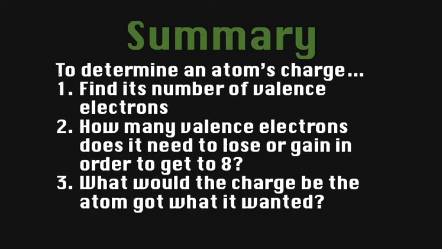So just to summarize, to determine an atom's charge, you need to find its number of valence electrons. Then you need to ask yourself this question: how many valence electrons does it need to lose or gain in order to get 8? All right, you determine that number, and then you ask yourself another question: what would be the charge of the atom if it got what it wanted? So if it were to gain the electrons that it wanted, or if it were to lose the electrons that it wanted to lose, what would its charge be? And that's kind of the strategy you have to take to these problems.